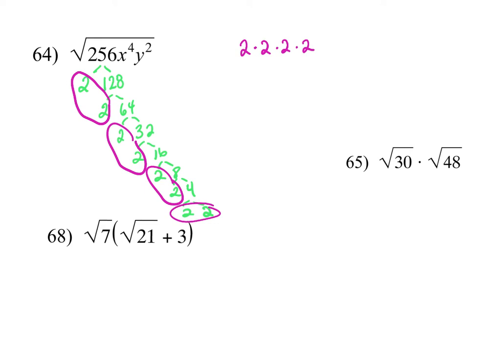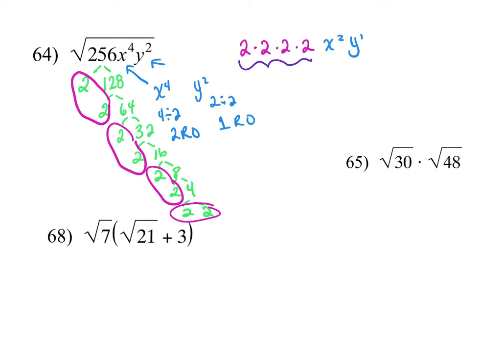Then I am going to look at my variables. For the x, I have x to the 4th. And for the y, I have y squared. We're going to use our little rule, divide it. 4 divided by 2 is 2 with a remainder of 0. 2 divided by 2 is 1 with a remainder of 0. So that means 2 x's come out, 1 y comes out, and none of them stay in. So actually nothing is going to be inside my root here. Everything comes out. And so 2 times 2 times 2 times 2 is 16, x squared, y. That is my answer.